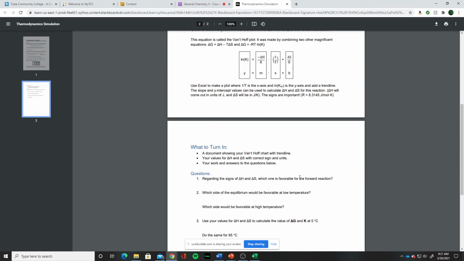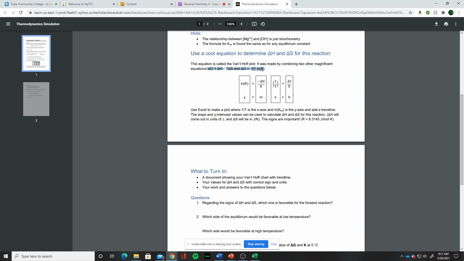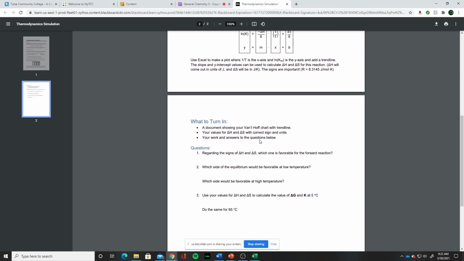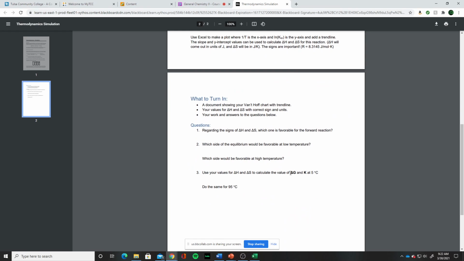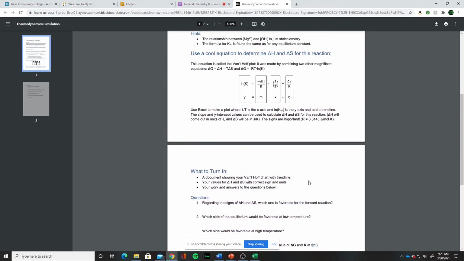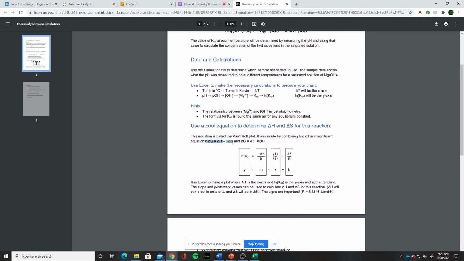So to do that, you're going to have to use these equations that it gave you here at the beginning. Now, you don't have to understand these equations to be able to solve those for what it's asking for. So for example, here it says find the value for delta G at 5 degrees C. You don't actually have to understand what delta G is to solve this equation and get that, because you'll have delta H, you'll have delta S, and it tells you that you're at 5 degrees C.